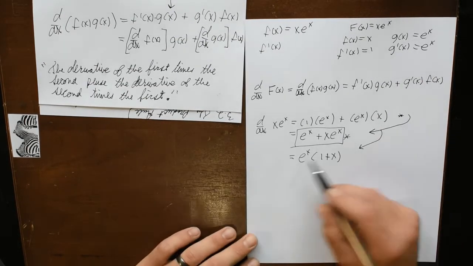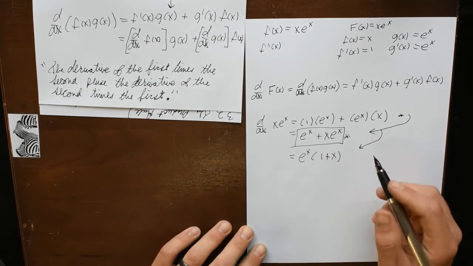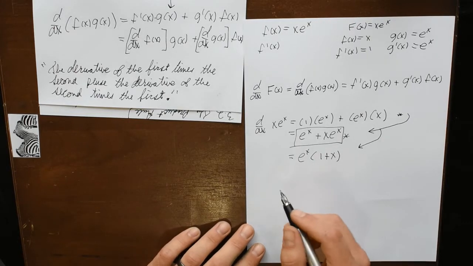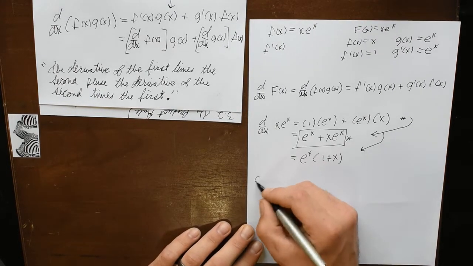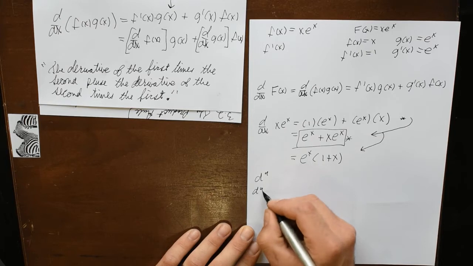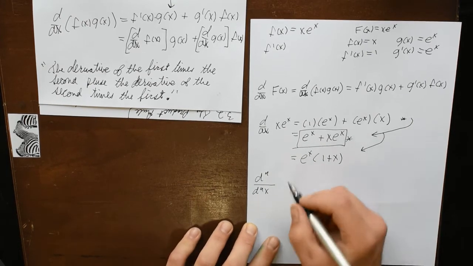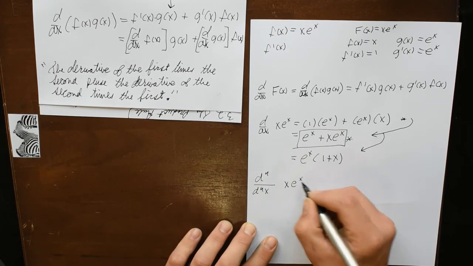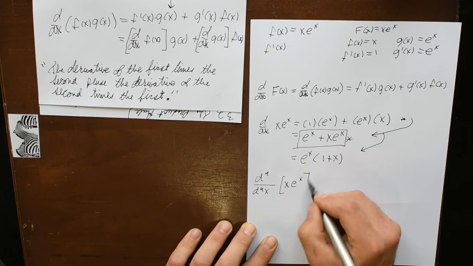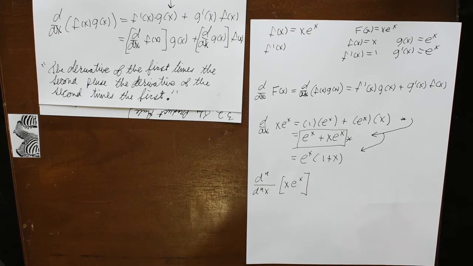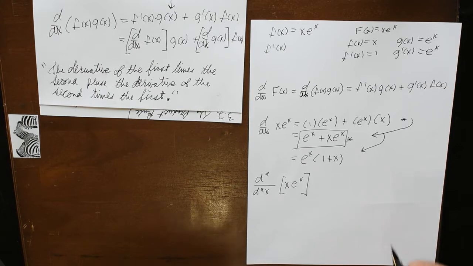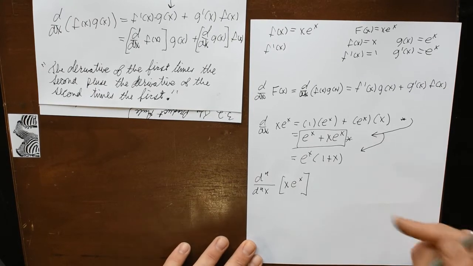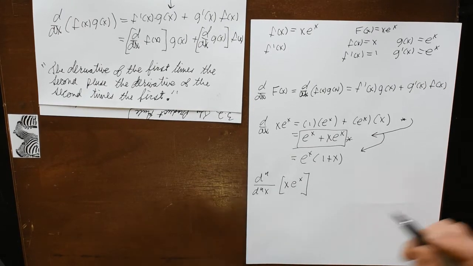But let's go one step further. Let's come up with the formula for the nth derivative of x e to the x. If you get tasked with finding an nth derivative, what you should do is take the derivative again and again and again until you see a pattern.